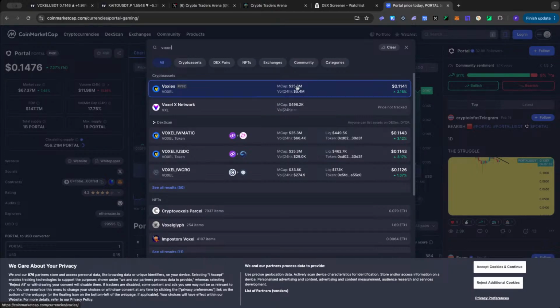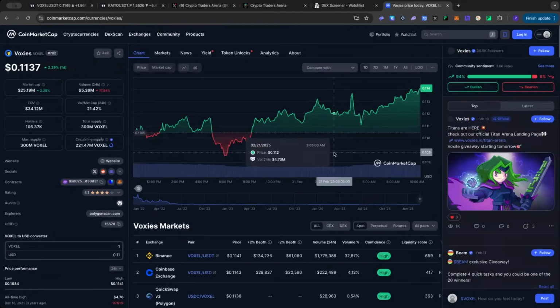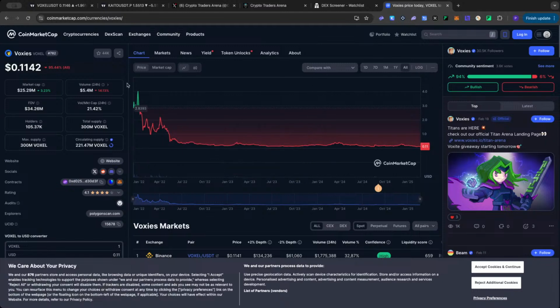Voxel, 25 million market cap. Let's see it. Okay, so 25 million maximum supply, circulating supply. Well, you can see they still have 30% to dump in the market. So I don't know. This is the price action. You can see it.